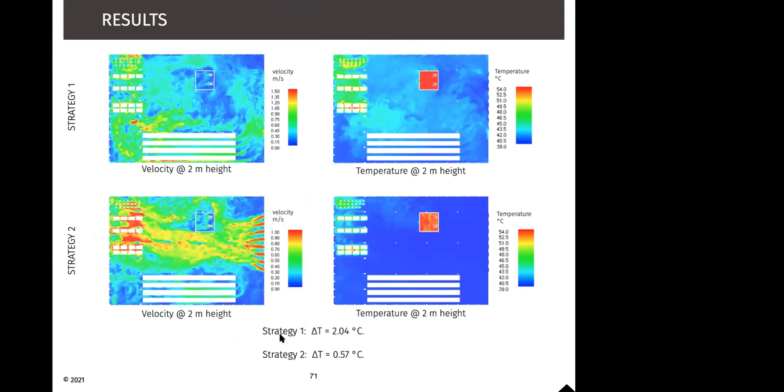So for strategy 1, we have a delta T of 2.04 degrees C. And for strategy 2, we have a delta T of 0.57 degrees C. And this is what we wanted to maintain, a minimum delta T for this particular scenario.